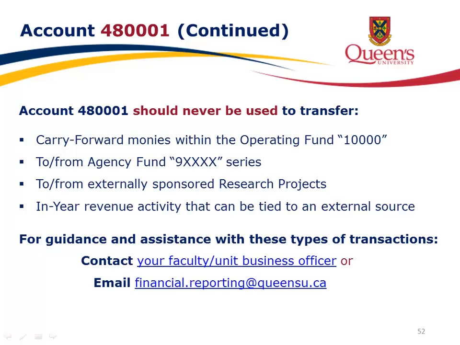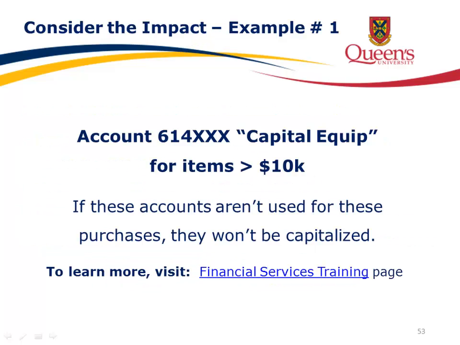Account 480001 should never be used to transfer carry-forward monies within the operating fund 10,000, to or from agency fund the 90,000 series, to or from externally sponsored research projects, and it should never be used for in-year revenue activity that can be tied to an external source. For guidance and assistance with these types of transactions, contact your faculty unit business officer or email financial.reporting@queensu.ca. Here are some more noteworthy items that help us better understand why ChartFields matter.